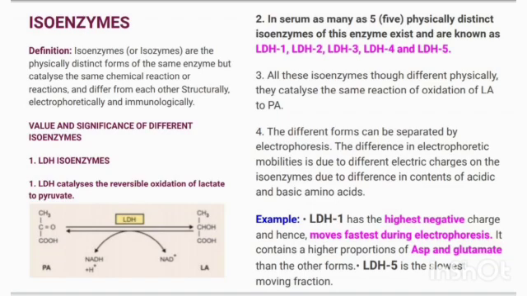The difference in electrophoretic mobilities is due to the different electrical charges on the isoenzymes, which are due to the difference in content of acidic and basic amino acids. We know the acidic amino acids are aspartic acid and glutamic acid, and basic amino acids are arginine and lysine. For example, lactate dehydrogenase 1 has the highest negative charge and hence moves fastest during electrophoresis. It contains a higher proportion of aspartate and glutamate than the other forms. Lactate dehydrogenase 5 is the slowest moving fraction, which means these isoenzymes can be recognized by running an electrophoretic pattern.